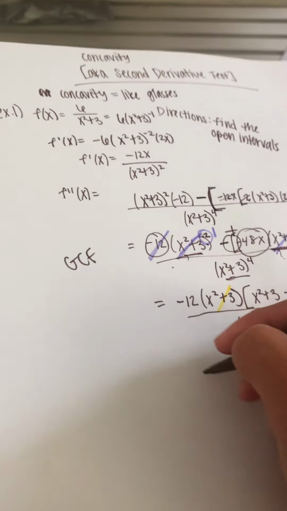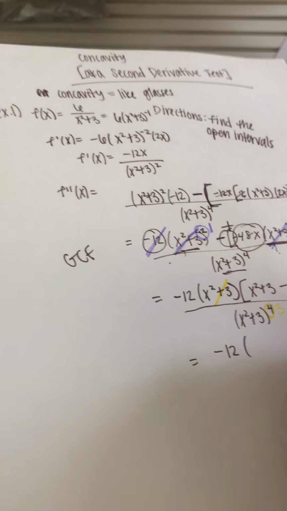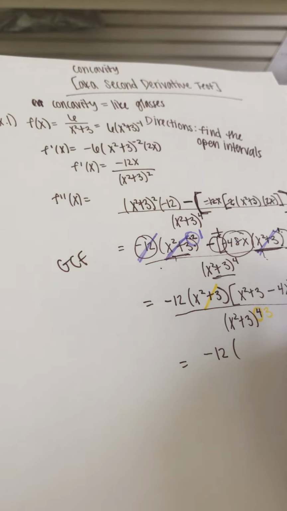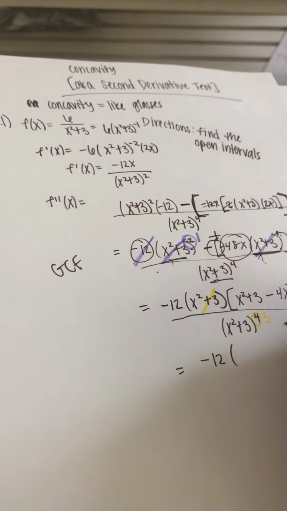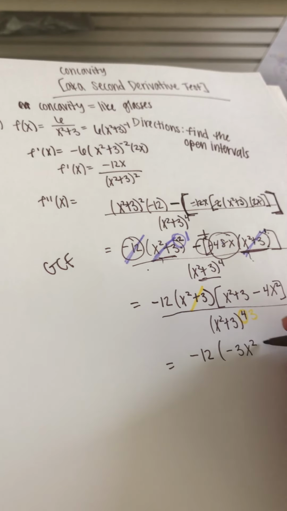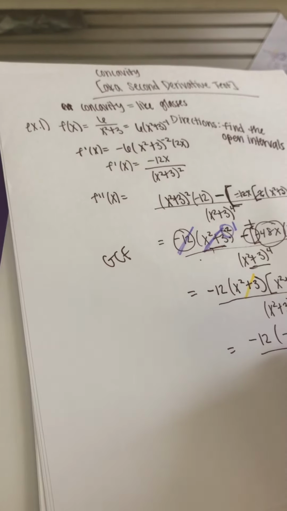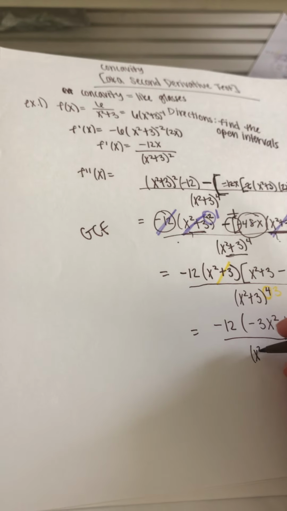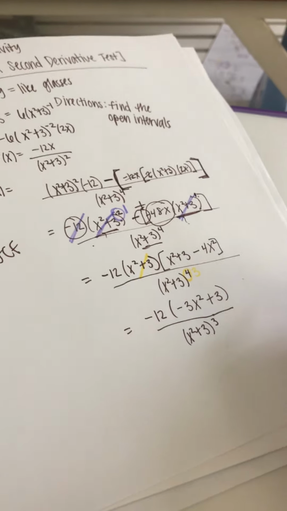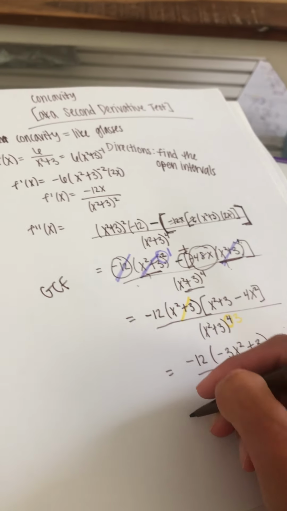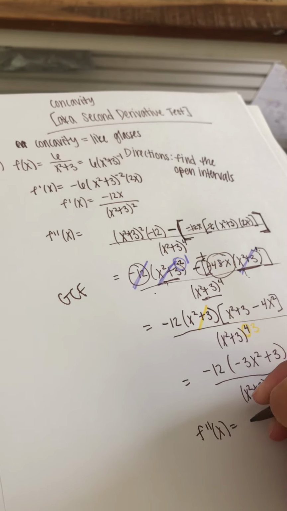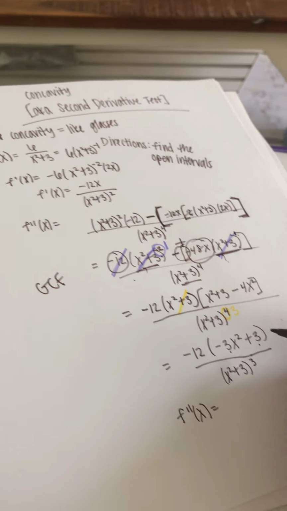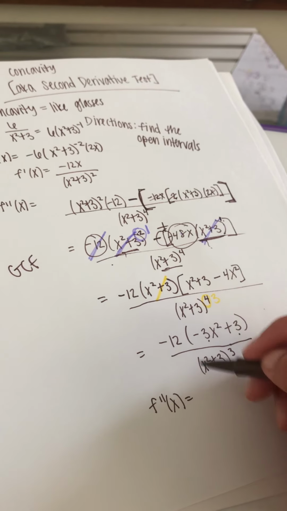And so now I have negative 12 times, that was supposed to have a square with it. Oops. Negative 3x squared plus 3 all over x squared plus 3 to the third. Still not done cleaning it up. So I have f double prime of x equals, I see another GCF right here between those 3's, and I'm going to pull out again a negative 3.